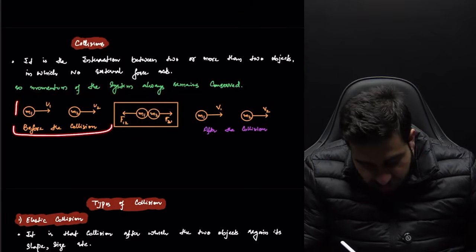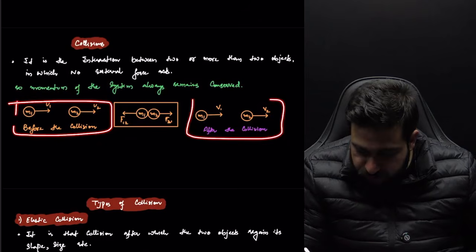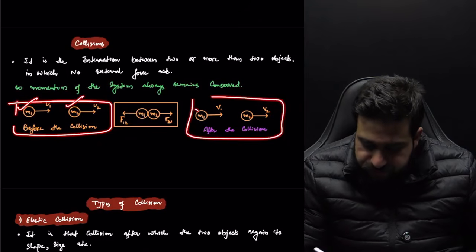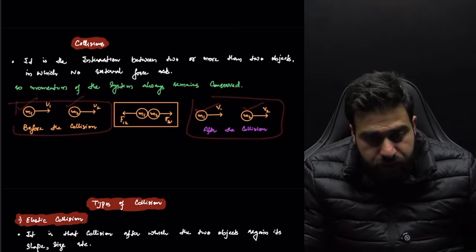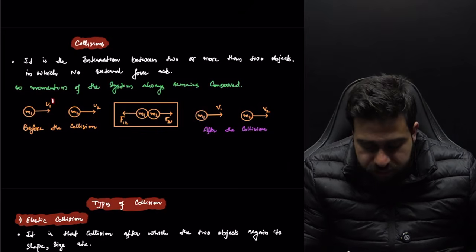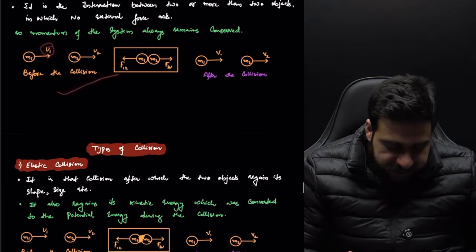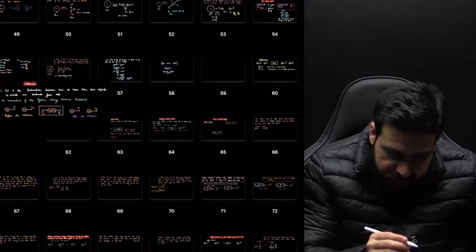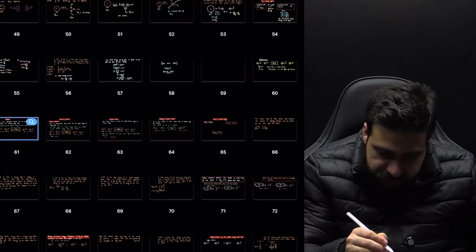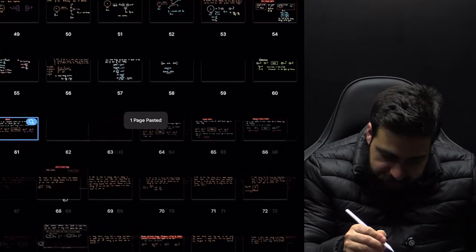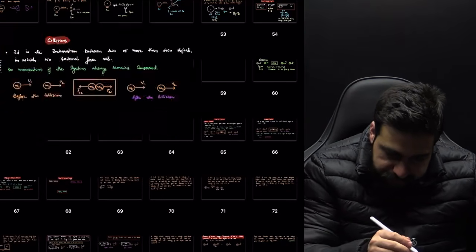So this is before the collision. This is after the collision. M1 U1, M2 U2. Now, my dear NEET aspirants, in this particular case, just a second, I need to add some pages over here.